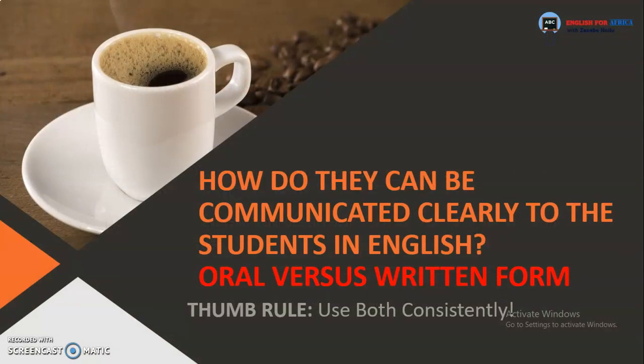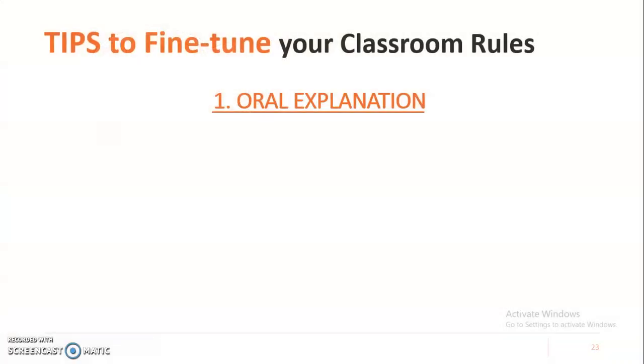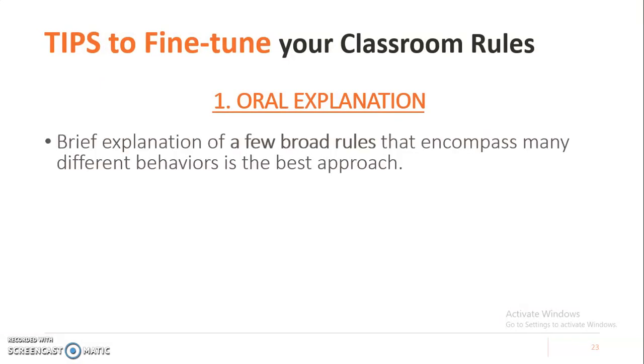Now let's talk about how they can be communicated clearly to the students in English. Is it better to use oral or written form? The rule of thumb I can give you here is you have to use both of them consistently. They are important because we have different kinds of learners in our classroom. Let me give some tips to fine-tune your classroom rules. First, oral explanation. A brief explanation of a few broad rules that encompass many different behaviors is the best approach that you can use in your classroom.